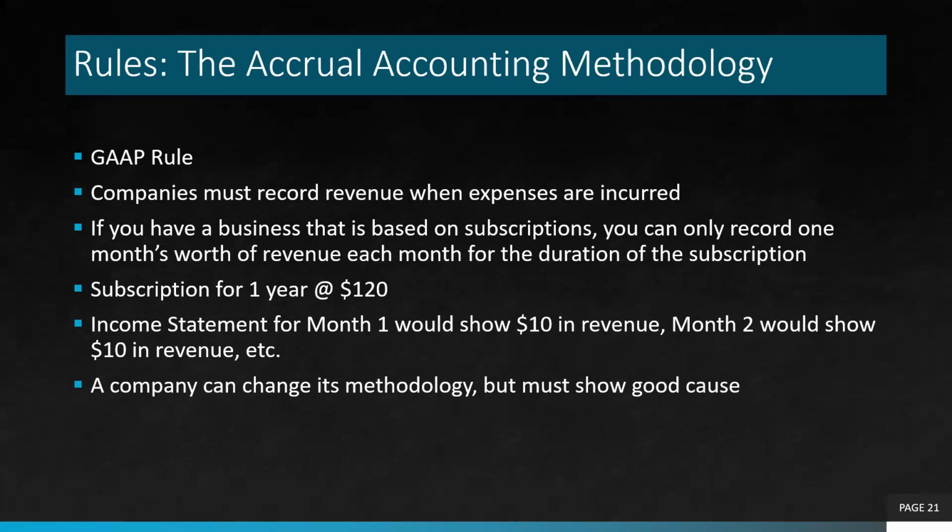So then also with the accrual accounting methodology, companies must record revenue when it is earned. So if you have a business that is based on subscriptions, you can only record 1 month's worth of revenue each month for the duration of the subscription. So as an example, if I have a service and I provide a subscription at $10 a month, a total of $120, on my income statement for month 1, I would show $10 in revenue. Month 2, I would show $10. Month 3, I would show $10, right? Because the subscription service revenue is only being recorded when services are being provided, and that's 1 month at a time. And as I said earlier, under the accrual accounting methodology, a company can change its methodology, but it must show good cause.